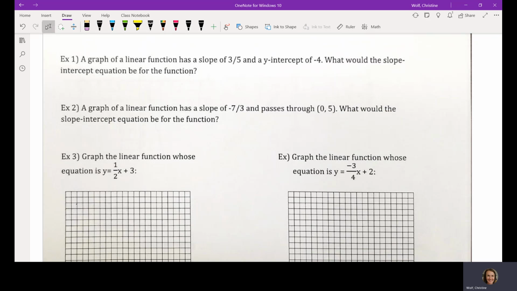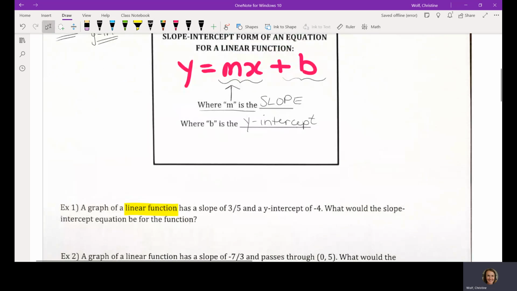Example number 1, a graph of a linear function. Remember, linear function is just a fancy way of saying a straight line. The graph of a straight line has a slope of 3/5 and a y-intercept of -4. What would the slope-intercept equation be? I want you to write out what the equation would be, like I write it out in red there.